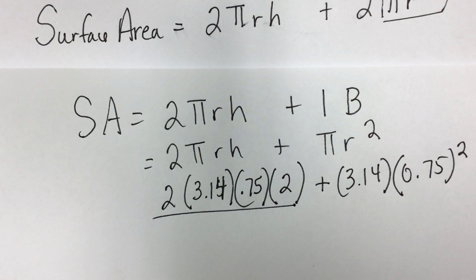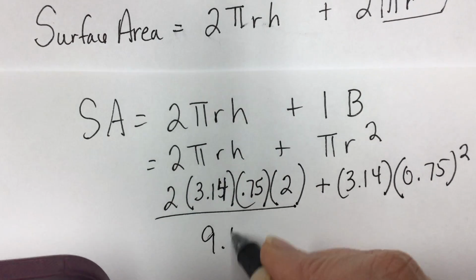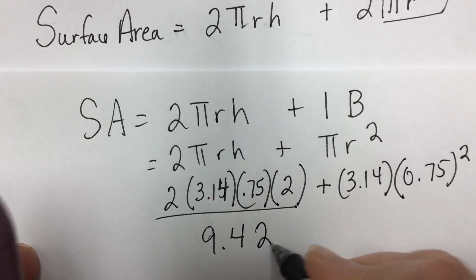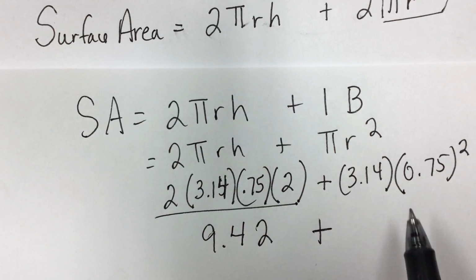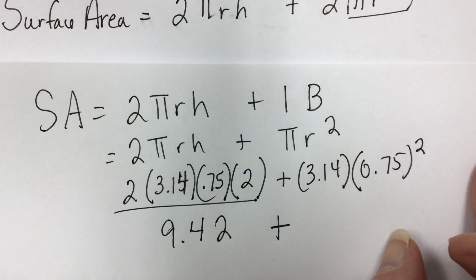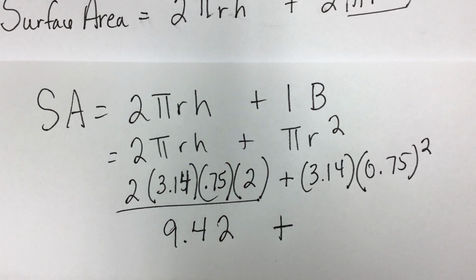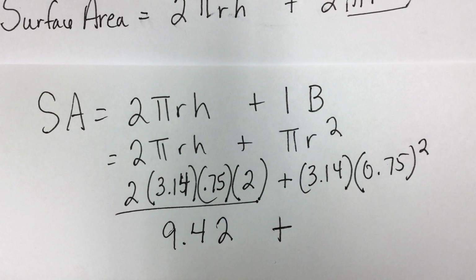Multiplying all that together, I'll give you time to do that. 2 times 3.14 times 0.75 times 2. I end up with 9.42. Plus, when you're multiplying, you always have to do your exponent part first. So I need to say 0.75 squared, or 0.75 times 0.75 times 3.14, okay?